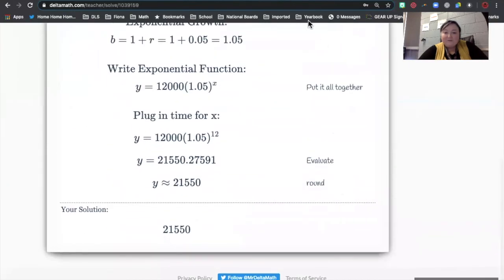Stay tuned for the next video. We will be looking at our next section, which is talking about compounding interest.